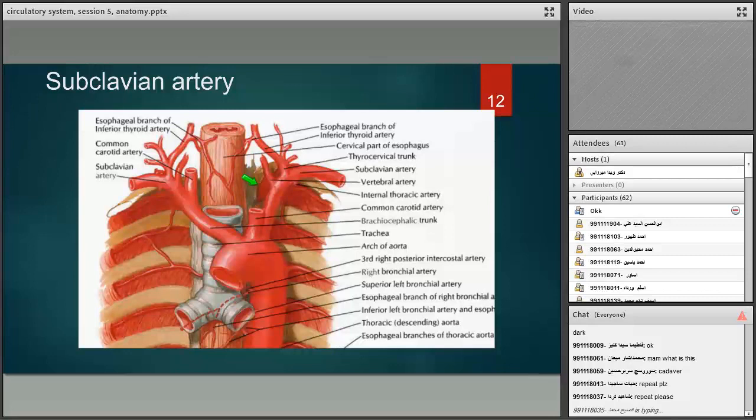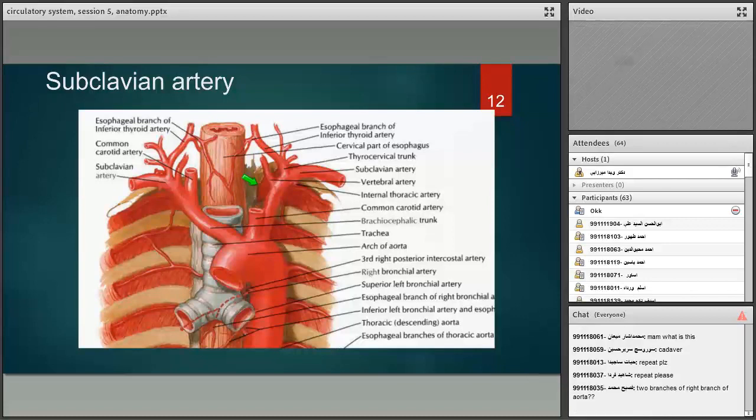Now let's talk about the subclavian artery. The subclavian artery is supplying the blood mostly for the upper limb, but it is also sending some branches to other parts of the body. For example, one of its branches is the internal thoracic artery.